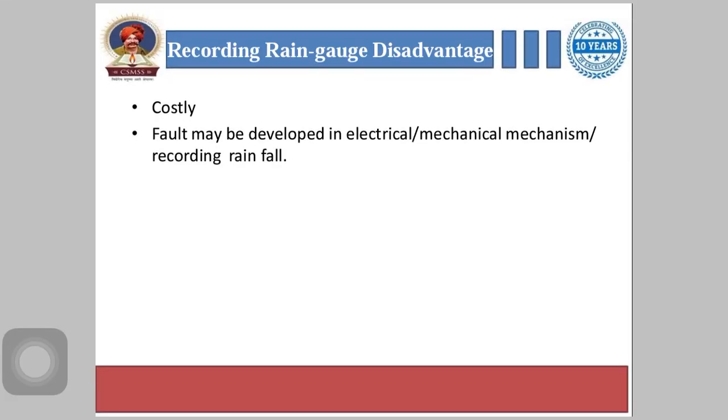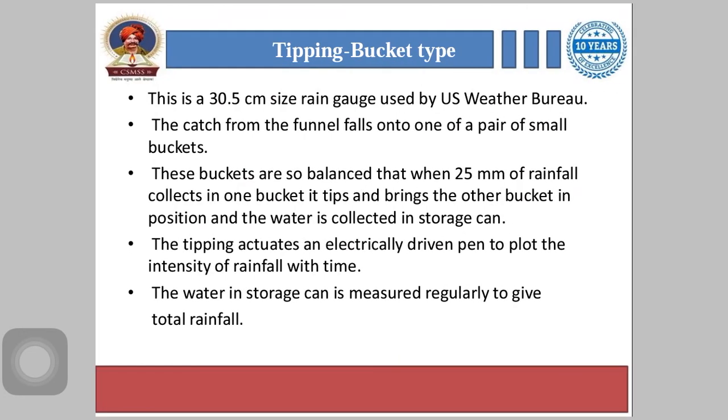So, we will see what are the disadvantages of the recording rain gauge. It is very costly, and faults may develop in the electrical or mechanical mechanism in recording the rainfall. First we will see the tipping bucket type.